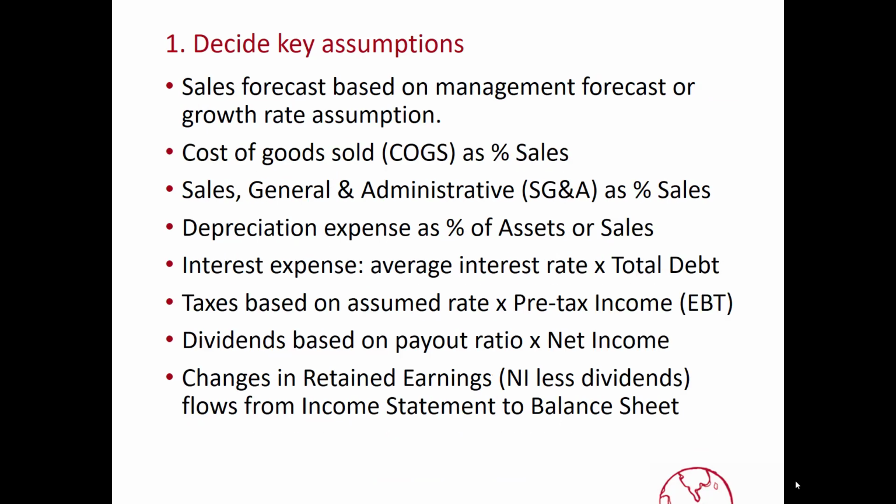You'll need to forecast sales growth either using a management forecast or your own assumption. COGS and SG&A will be set as a percentage of sales. Depreciation will be set either as a percentage of assets or as a percentage of sales. Interest expense is simply going to be the interest rate that you'll be assuming times the total amount of debt outstanding. You can look at taxes based on some assumed rate, either the marginal rate or the effective rate from the previous year, times pre-tax income. You would determine dividends based on the payout ratio times net income, and this would allow you to calculate how much of net income is retained earnings, which will then increase equity on the balance sheet.